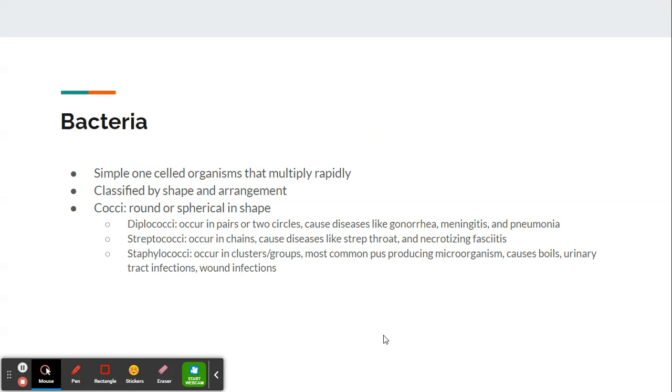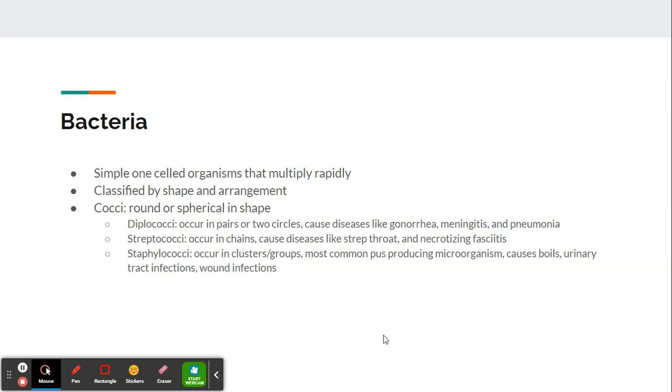So bacteria are going to be our simple one-celled organisms. They multiply relatively rapidly. When we talk about how they're classified, it's going to be based on their shape and arrangement. Our first shape is going to be cocci, which are round or spherical, and they can occur as diplococci, which are pairs or two circles. These types of bacteria are going to cause things like gonorrhea, meningitis, or pneumonia. Our streptococci occur in chains, and this is going to cause something like strep throat or necrotizing fasciitis, which is flesh-eating bacteria.